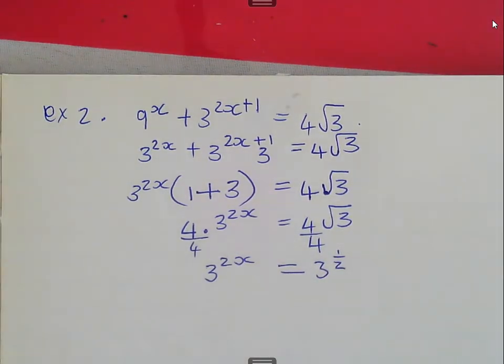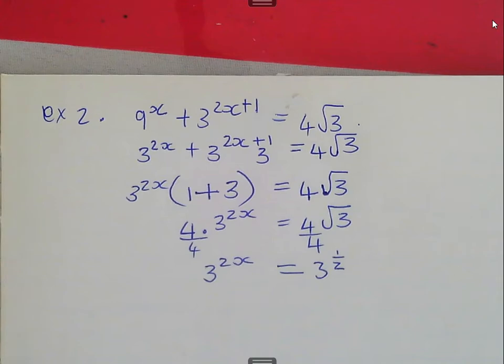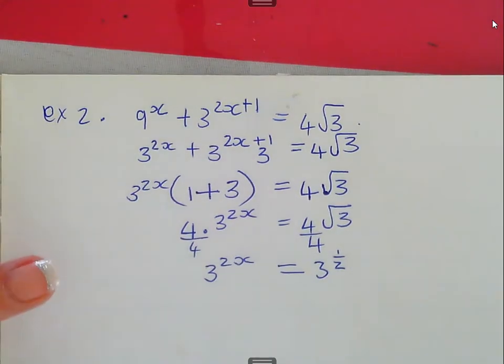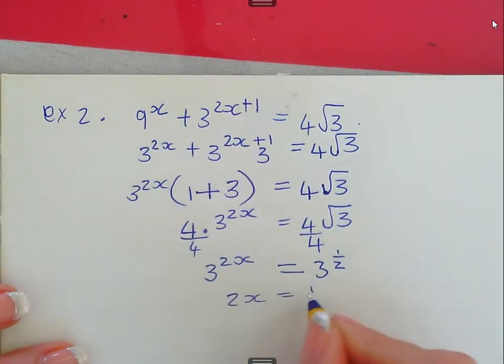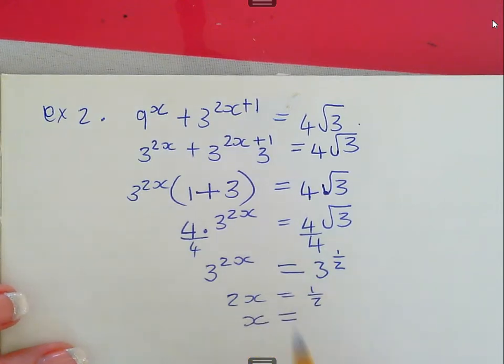I need to get them in the same format. Always. And remember what I wanted. I want a base and an exponent. I don't want a root. Okay. Are they the same? Yes, I can throw them away. So I've got 2x equal to a half. And now I divide with 2. Do you know what a half divided by 2 is?